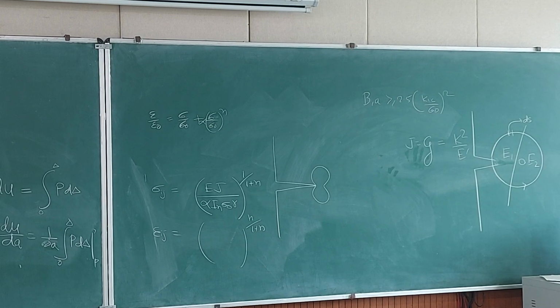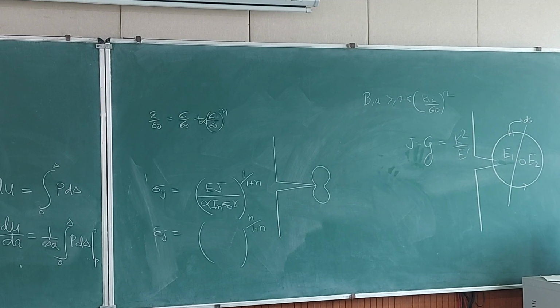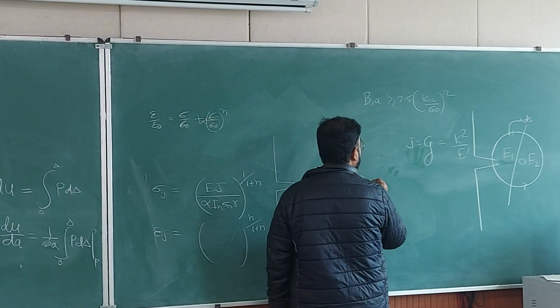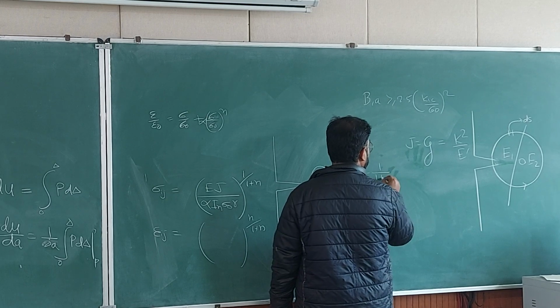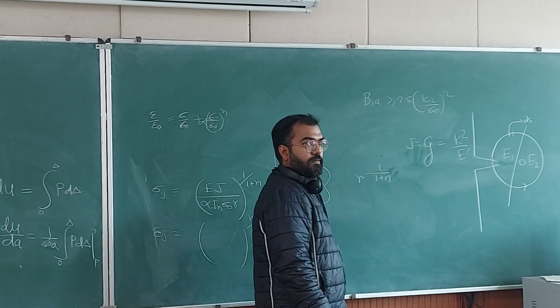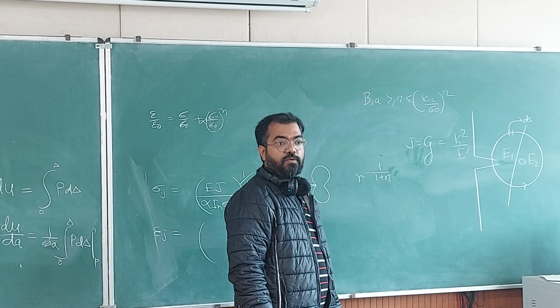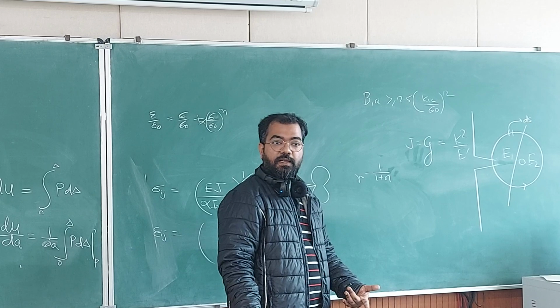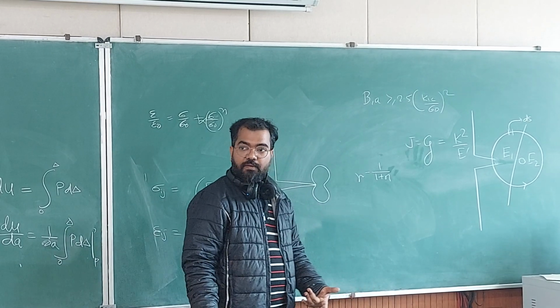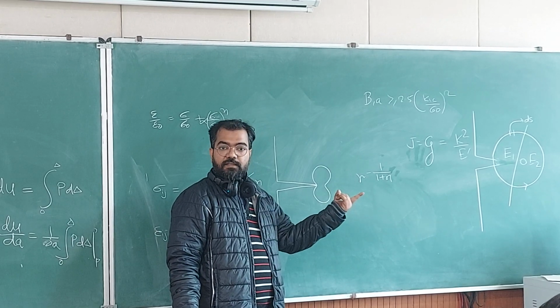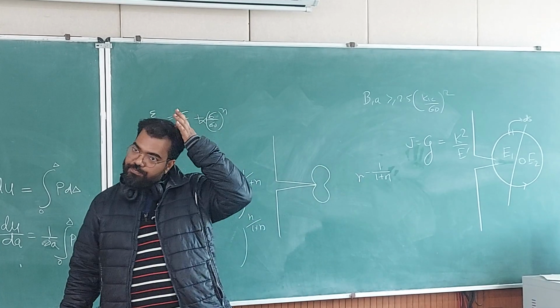So, if I have root r singularity, then what will be the value of n? Stresses are varying with r to the power minus 1 by 1 plus n. Right? So, in order to have root r, 1 plus n should be equal to 2, so n is equal to 1, that is ideal plasticity. Right? For strain hardening material, this will show a different singularity. Okay?